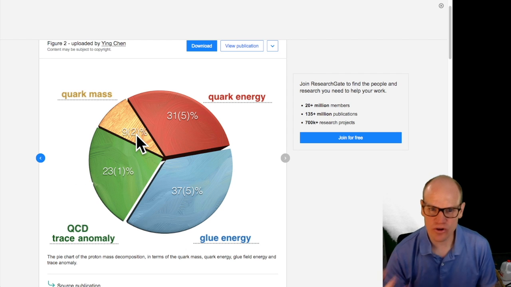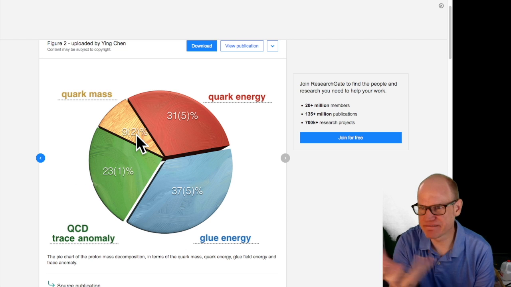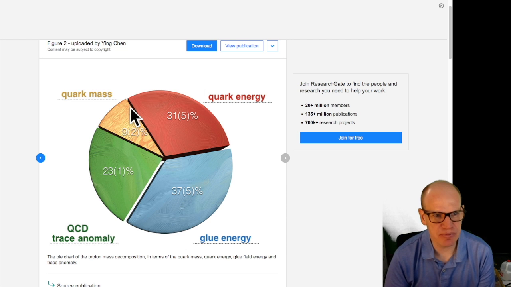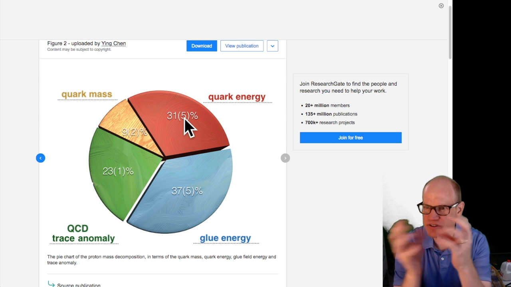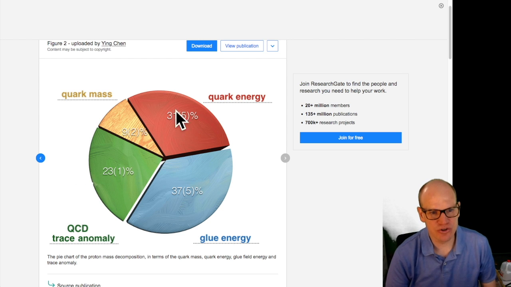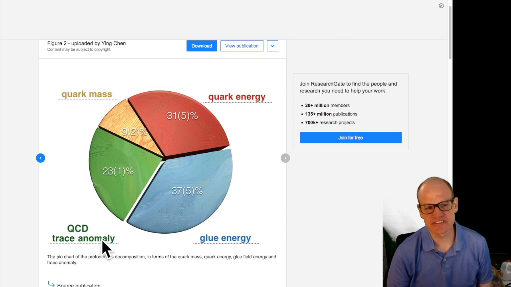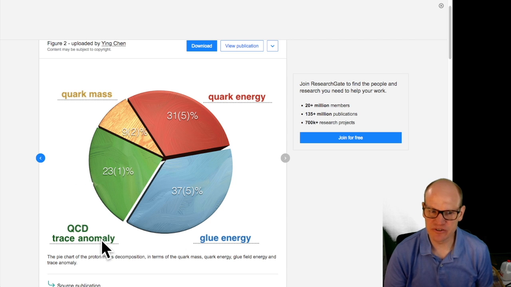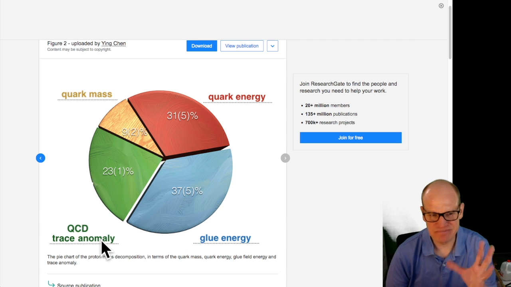Weird. The mass of the quarks, because they do have mass, is only 10% of the mass of the proton. The energy of the quarks, that's their motion within this thing, is a third of the mass. The QCD trace anomaly, I'm not sure what the trace anomaly is, so that's probably related to the coupling of the gluon field with itself, maybe something like that.